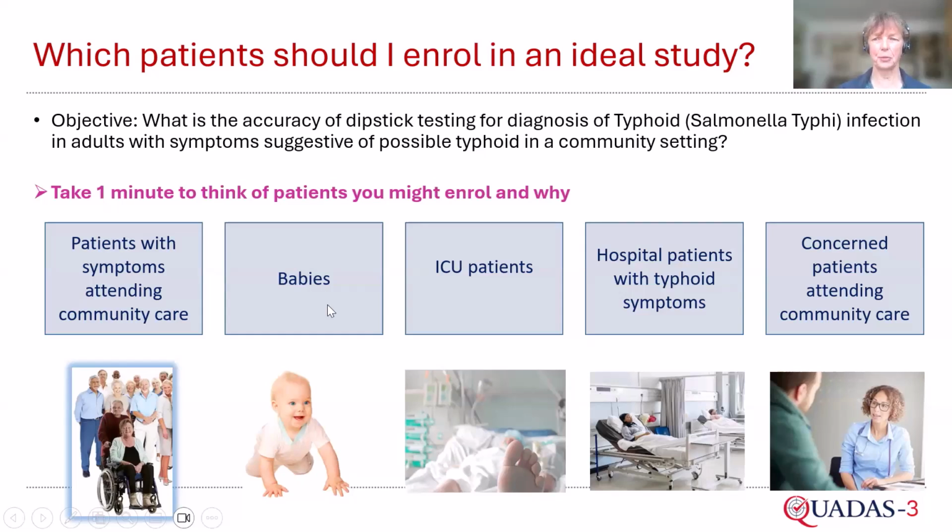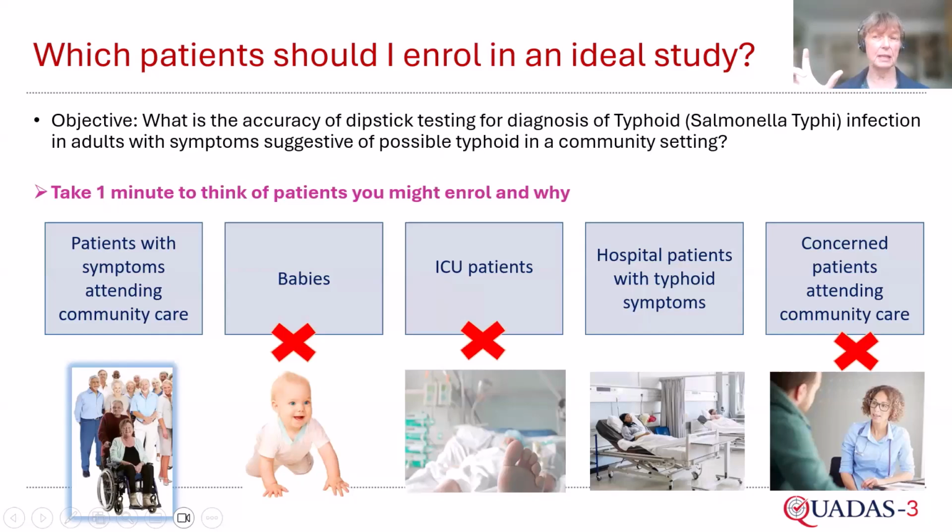Okay, so I'm going to start off talking through who I would eliminate. Babies, they're not adults. So you don't want them in your study. Okay, the next people I got rid of were the people in the intensive care unit. They're not in community setting, okay? The next lot I got rid of are these concerned patients who are attending community care. We wanted adults with symptoms suggestive of typhoid, not just people who are worried.